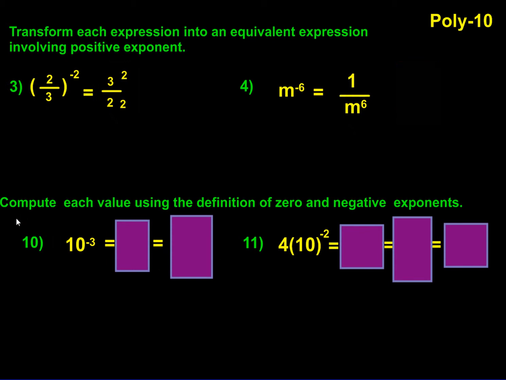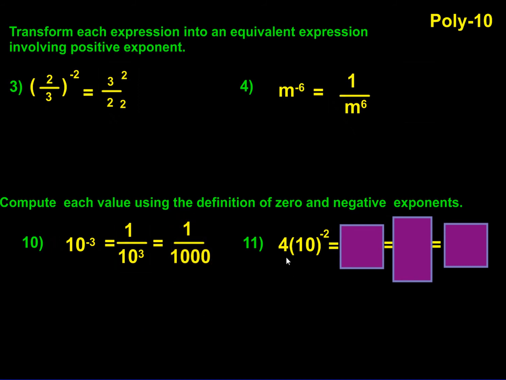For numbers 10 and 11, you're being asked to compute each value using the definition of zero and negative exponents. So we have 10 to the negative third. We're going to set that up as 1 over 10 to the third. Remember, this turns into the denominator of a fraction, and we have a positive 3 for the negative 3 that we started with. And since in this case we're being asked to compute this, we can bring this even further down to 1 over 1,000.